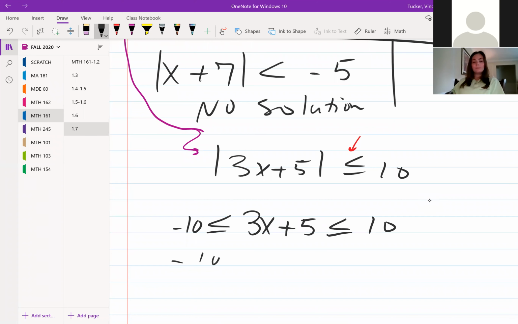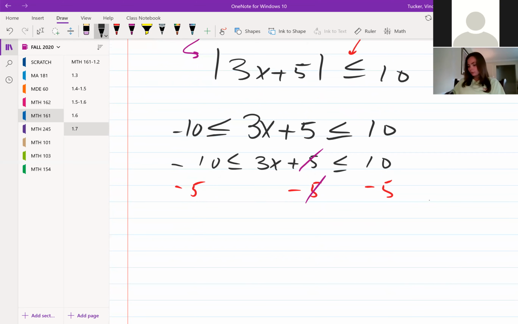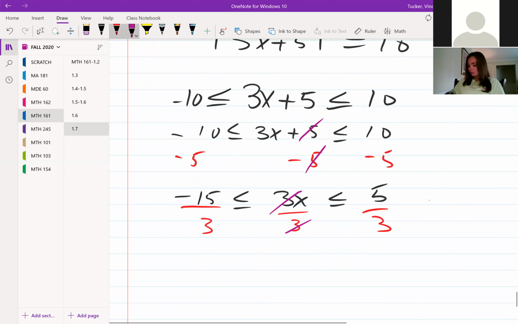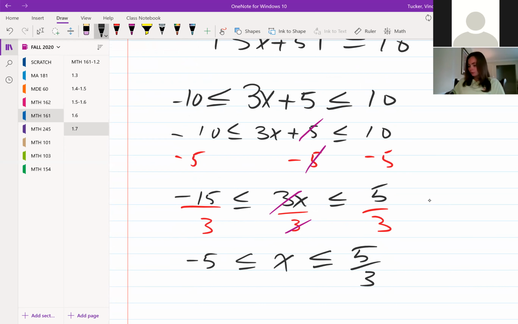All right, so from here, I can subtract 5. 5 cancels in the middle. So it's negative 15, 3x in the middle, 5 on the right. Now we can divide by 3. 3's cancel in the middle. Negative 5 on the left, x in the middle, positive 5/3 on the right.